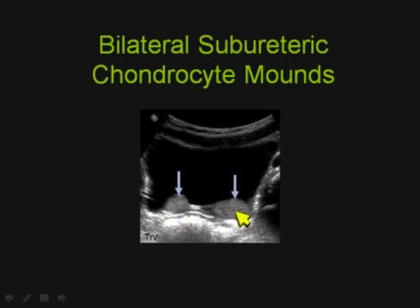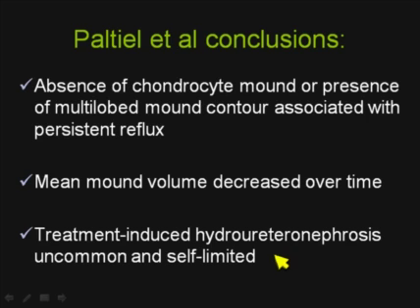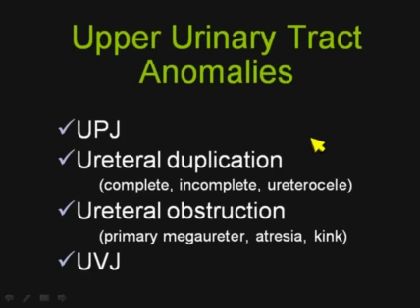This is a case from Mount Sinai where we saw mounds of the chondrocytes after the injections looking quite round and appropriate. Dr. Paul Teal pointed out that there are times when there is a double mound rather than a single mound that is round on follow-up. And the absence of the chondrocyte mound or the presence of a multi-lobed mound contour is associated with persistent reflux. The mean mound volume decreases over time, and there can be treatment-induced hydroureteronephrosis, which is uncommon and is usually self-limited.